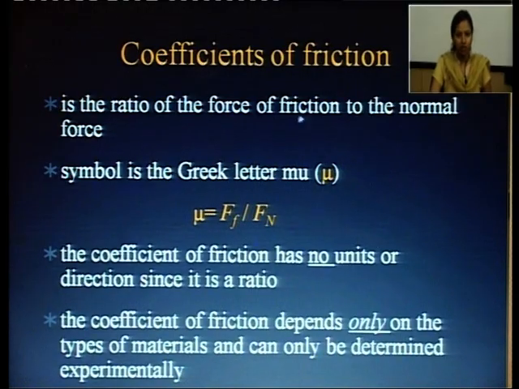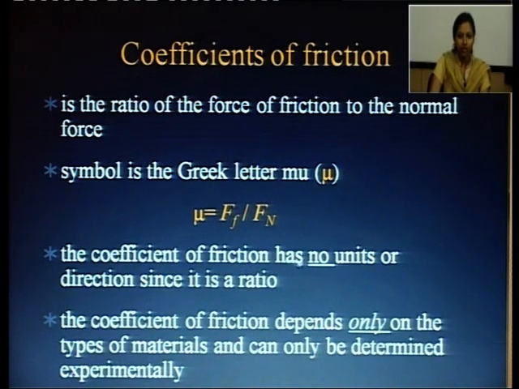Now we will discuss the coefficient of friction. It is a very important term. The coefficient of friction is the ratio of the force of friction to the normal force. The force of friction is in the opposite direction to the motion. The normal force is exerted by the earth on a body, and it is in the opposite direction to the weight of the body. The symbol for the coefficient of friction is mu. It is a Greek symbol, and it is defined as the ratio of the force of friction to the normal reaction.